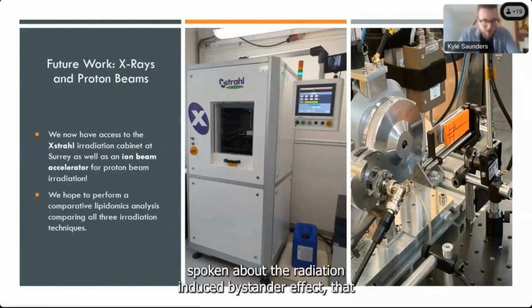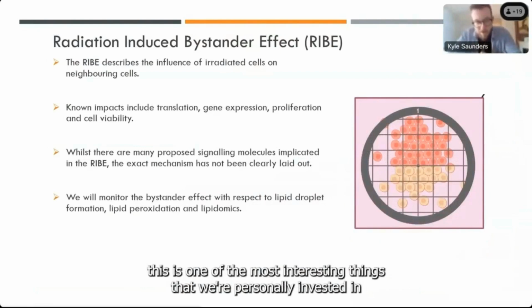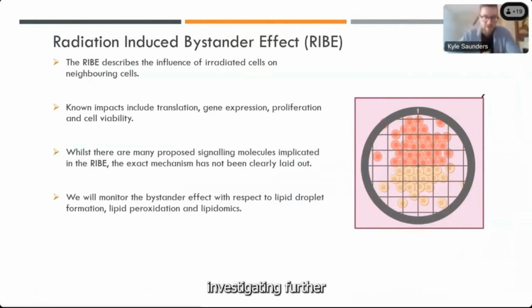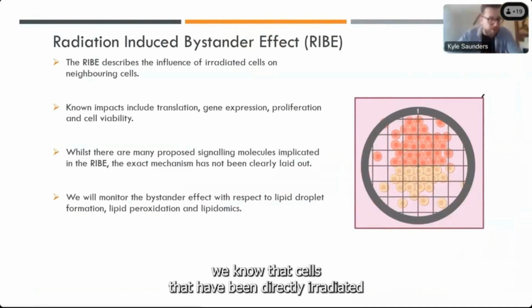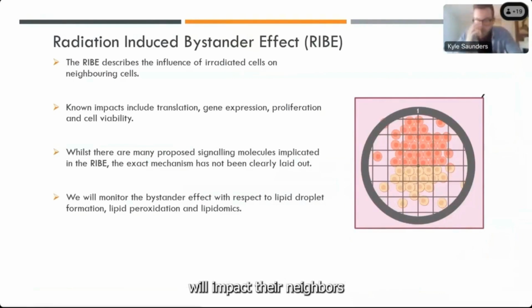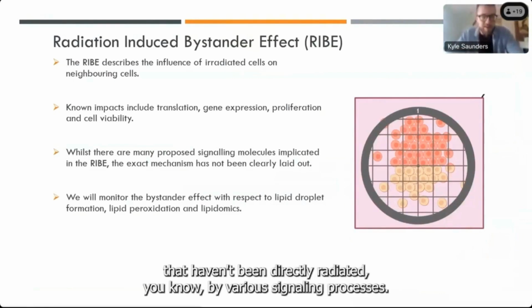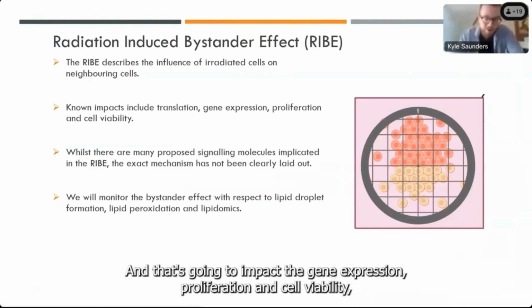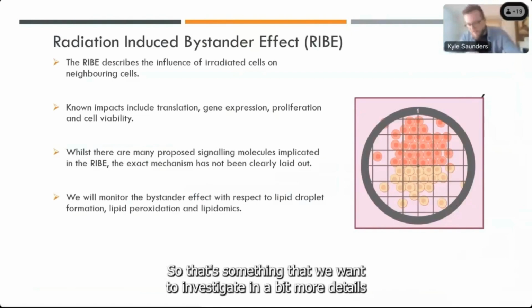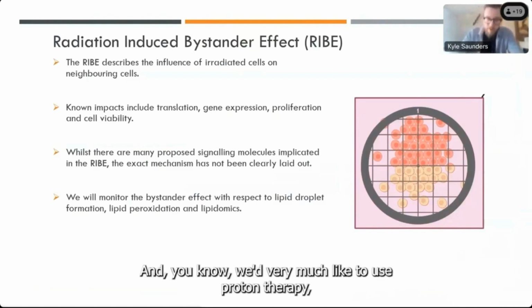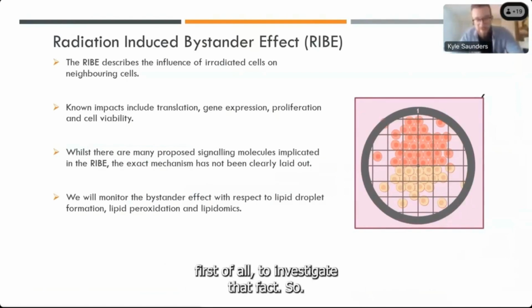So obviously, I've spoken about the radiation-induced bystander effect there. This is one of the most interesting things that we're personally vested in investigating further, especially with regards to changes in lipid profiles. We know that cells that have been directly irradiated will impact their neighbours that haven't been directly irradiated, by various signaling processes, and that's going to impact the gene expression, proliferation, and cell viability, and create some serious off-target effects. So that's something that we want to investigate in a bit more detail. And we'd very much like to use proton therapy first of all to investigate that effect.